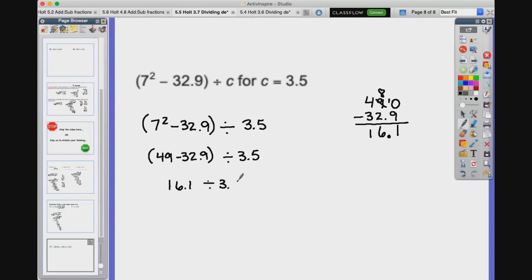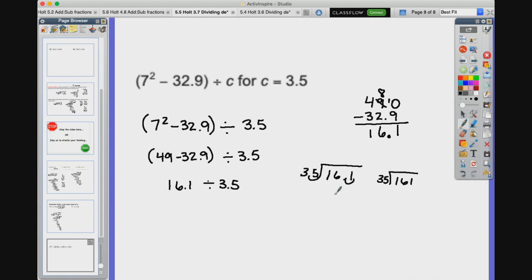divided by 3 and 5/10. And I'm going to set it up this way so I can solve it more easily. Move my decimal out. So my problem now becomes 161 divided by 35. So 161 divided by 35. When we think about it, let's see, 35 is pretty close to 40. 161 is pretty close to 160. I know that 40 goes into 160 4 times.